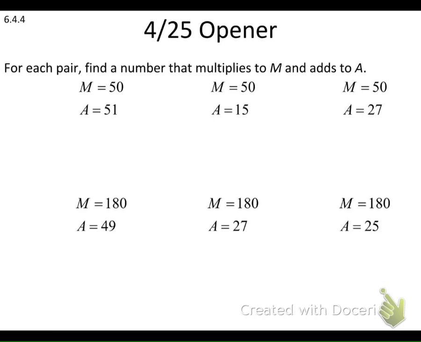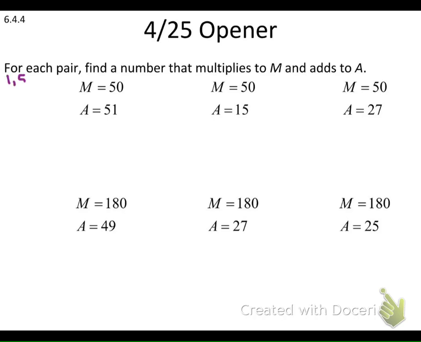So the first thing I'm going to do is look at my M. My M across the top row here are all the same, 50. So I'm going to think of everything that I can multiply together to get 50, so all the factors of 50. Then use those same numbers to see what I can add together to get A.